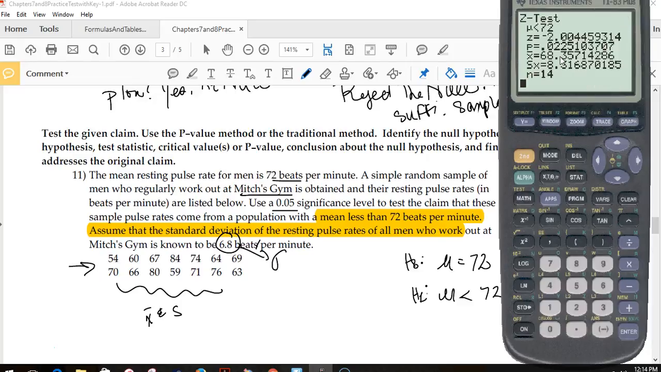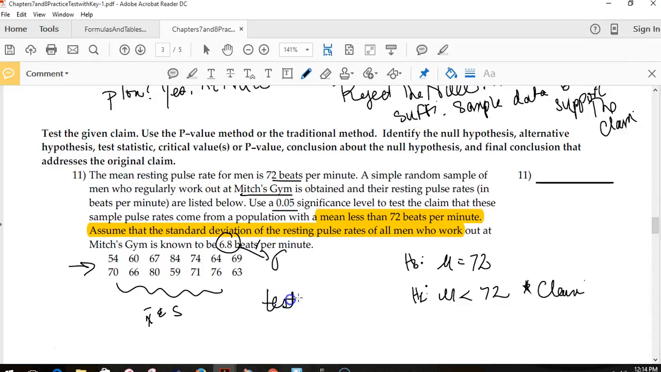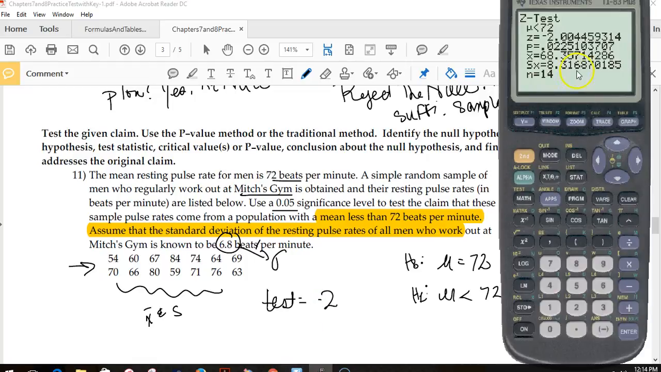I'll hit calculate, and that was actually much faster than I thought. I have my critical z value, my test stat value, -2, basically right on the dot. So my test stat is a -2. My p-value is 0.0225. I'm going to round to the hundredth, so a 0.02.